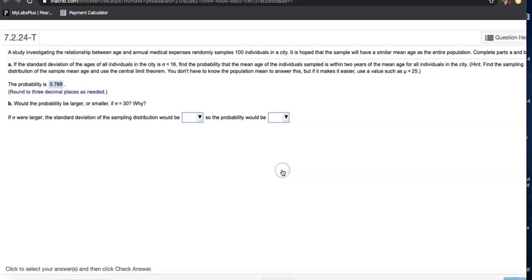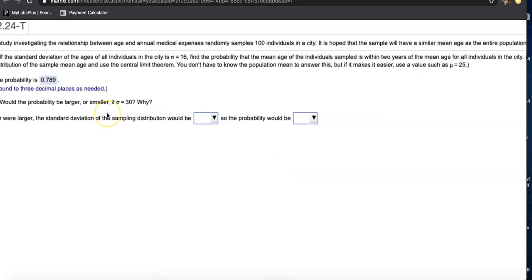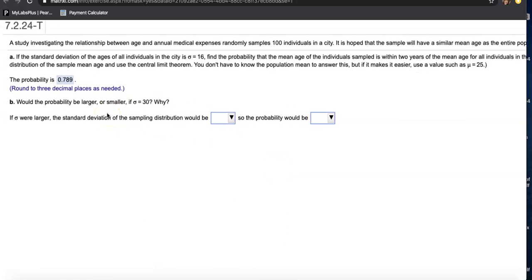All right, let's do the part B. Would the probability be larger or smaller if sigma is 30? Ooh, it's a good question. Now, you can actually find the probability, but I want you to remember something that we talked about. Now, we're making the standard deviation of the population bigger, right? You know what? Let's actually do this one more time. Let's actually find it. Why not?